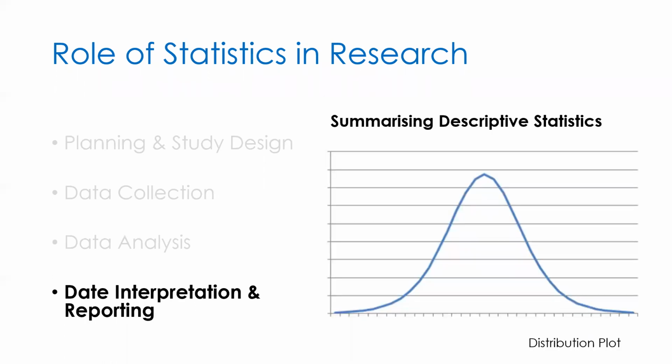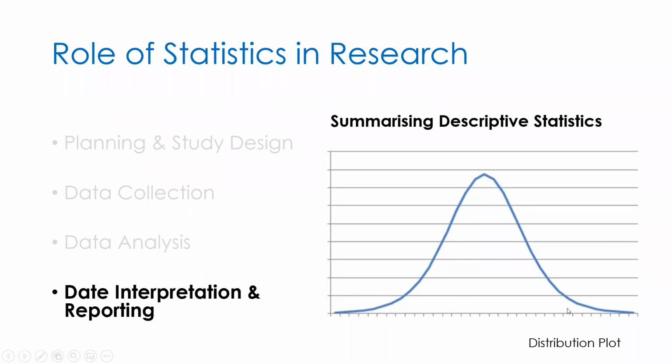So how do we summarize descriptive statistics? Remember that we said descriptive statistics are about measures of central tendency and then measures of spread. So you can use a distribution plot, the kind of thing that we have, that will help us to decide whether our sample is normally distributed or skewed. So you can actually make a plot of that.